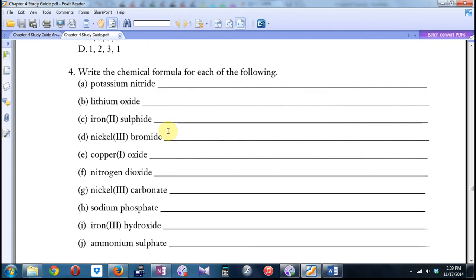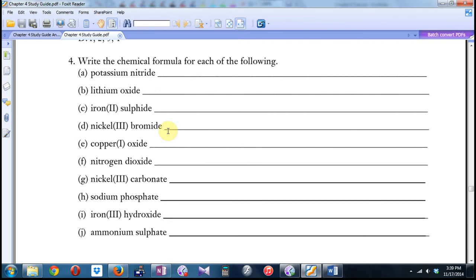So writing chemical formulas, I'll let you try that. We practice that together, right? What's the first thing you always ask yourself? Ionic or covalent, and then keep an eye out for the multivalent, keep an eye out for the polyatomic. Covalent, a little easier: tri, mono, tetra, penta, and all that.